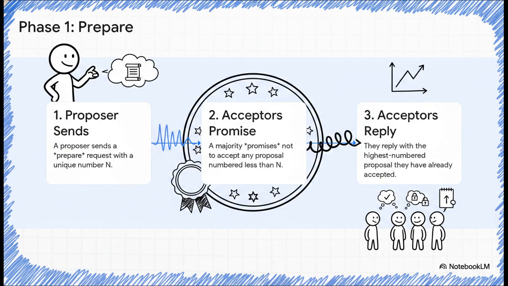So, phase 1 is the prepare and promise stage. A proposer picks a proposal number, let's call it N, and sends a prepare request with that number out to the acceptors. It's not proposing a value yet, it's just reserving the number. Then, a majority of the acceptors reply with a promise. They're promising not to accept any older proposals with a number less than N. And, this is the crucial part, they also report back if they've already accepted any value in the past and tell the proposer what the highest numbered one they saw was.